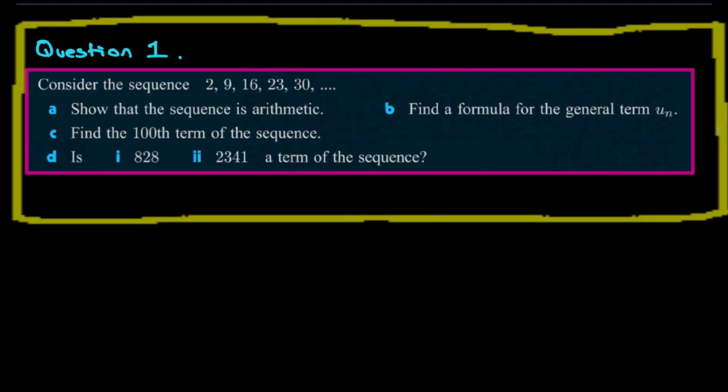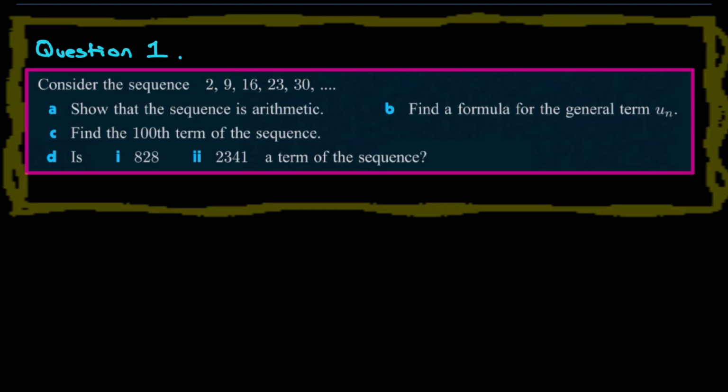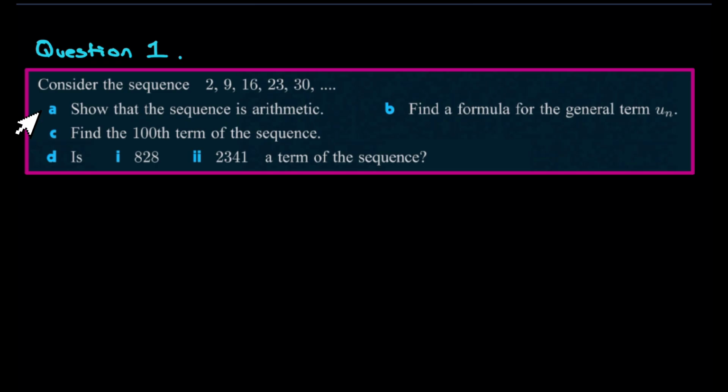Okay, question 1. Consider the sequence 2, 9, 16, 23, and 30. Show that the sequence is arithmetic.